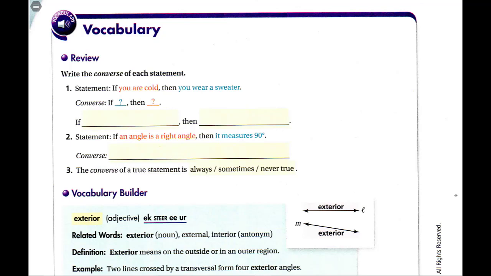In each one of them, you see a phrase that is in red and then a phrase that is in blue. The phrase in red is your hypothesis, and the phrase in blue is your conclusion. So to create a converse, you simply flip the hypothesis and the conclusion. For number 1, instead of saying if you are cold, then you wear a sweater, you would say if you wear a sweater, then you are cold.